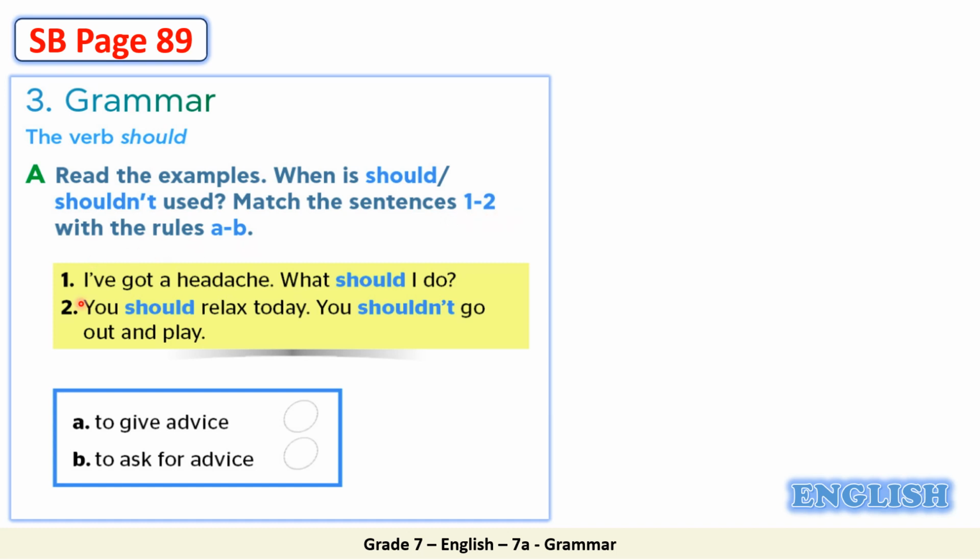Let's have a look at the given two examples. 1. I've got a headache. What should I do? 2. You should relax today. You shouldn't go out and play. Now let's have a look at the given rules A and B. A. To give advice. B. To ask for advice. Now, which of the two given examples is used to give advice? And which one is used to ask for advice? Have some time to work it out.